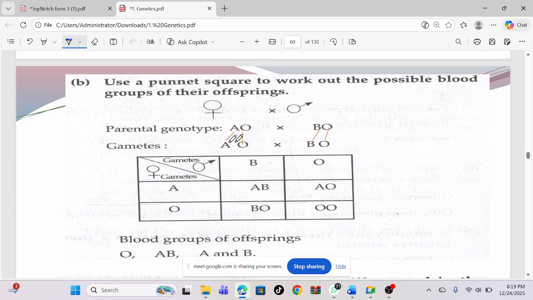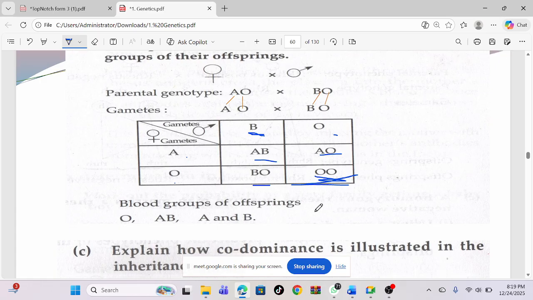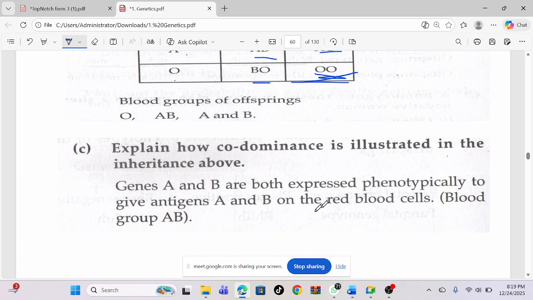Punnett square tumesema ile tunaweka box. So tunaweka father tunaweka hapo juu BO, then mother tunaweka hapo chini AO. So tuna times 2. A times B itakuwa AB, A times O itakuwa AO, B times O itakuwa BO, then O times O itakuwa OO. So and this is the reason why they got it. Explain how codominance is illustrated in the inheritance above.